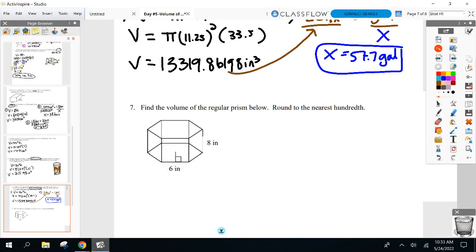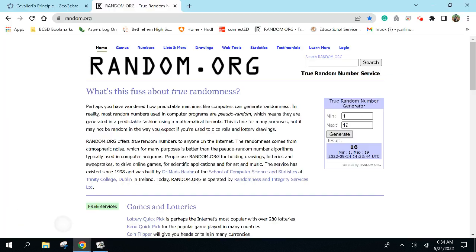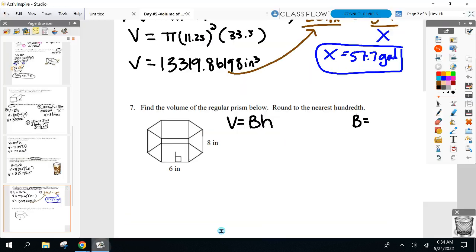Start us out. What's the volume of a prism? Volume of just any type of prism. Times? Okay. Remind me again, what is big B? What does that represent? Capital B. What's capital B represent? Area of a base, correct? What shape is the base in this one?